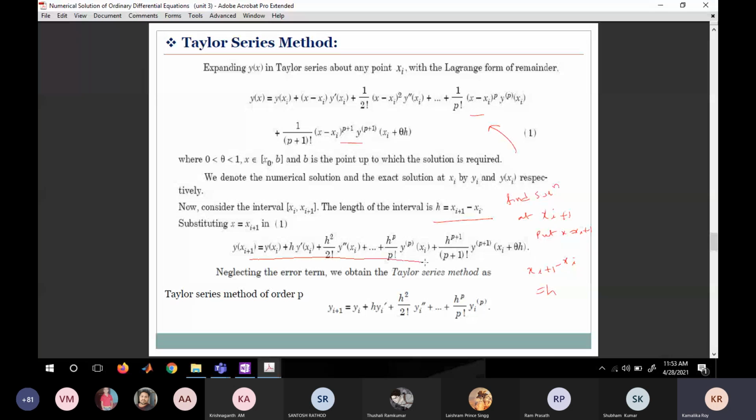So this is basically the expansion of y(xi plus 1). Now if you neglect the error term, then this is an approximation to y(xi plus 1), because yi plus 1 and y(xi plus 1) are not equal. This is an approximation because we are discarding the error term. So this is how the Taylor series method is derived. The pth order Taylor series method is given by yi plus 1 equals yi plus h yi dash plus h square by factorial 2 yi double dash up to the pth term.